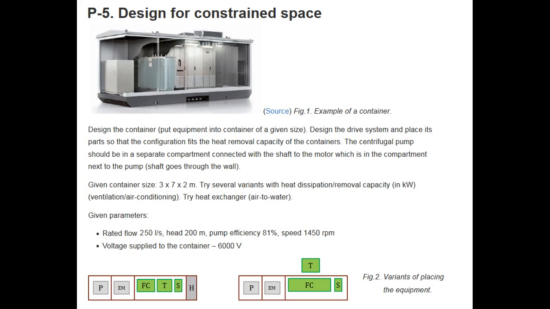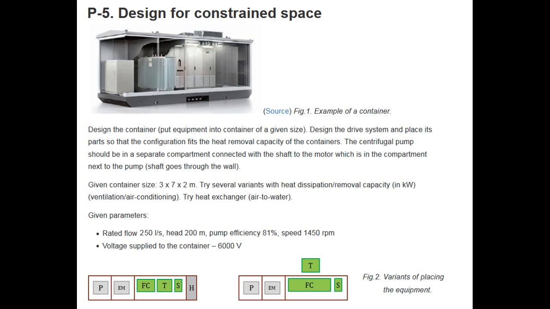Hi, in exercise P-5 we have a very interesting challenge: to design the drive system for a pump so that it would feed a constrained space of a container. So then we have a mobile pumping device or unit.